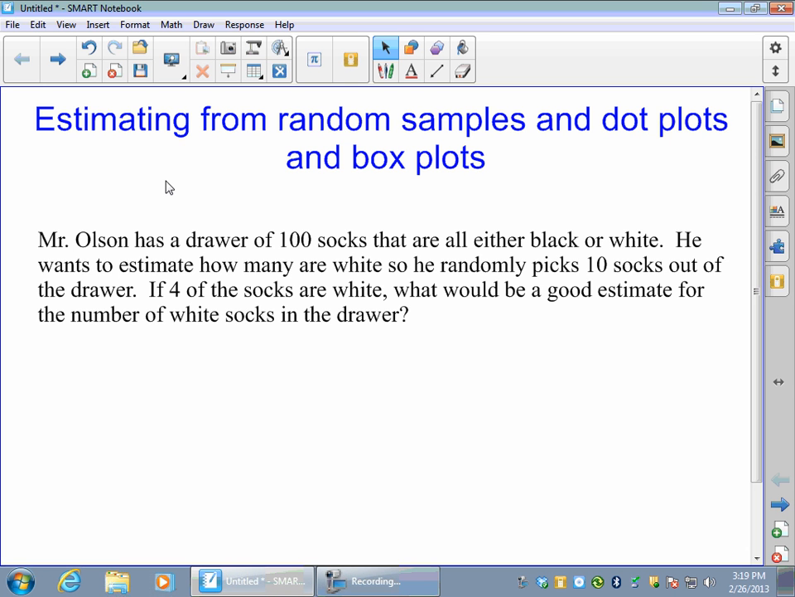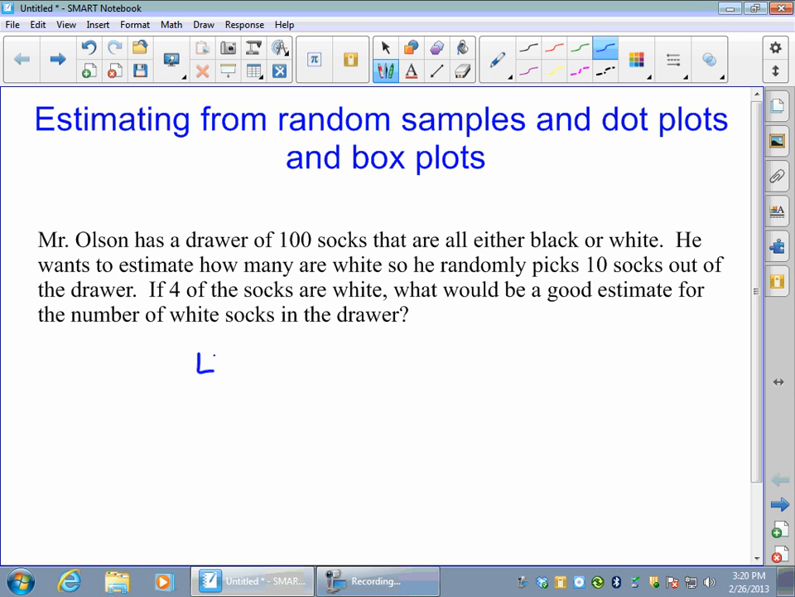Okay, so I did a random sample. I took 10 socks out of the drawer. I just randomly picked 10 socks without looking. That is a random sample because I had a chance of picking any of them, and I just picked 10. So I can use that information now to estimate the number of socks in the drawer.